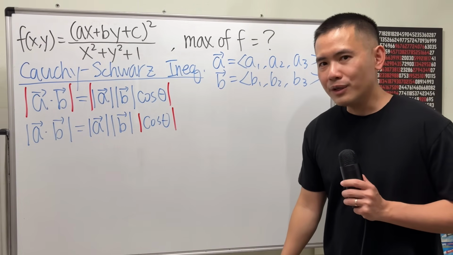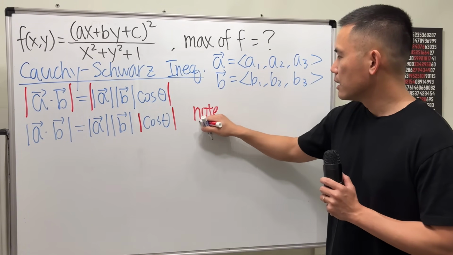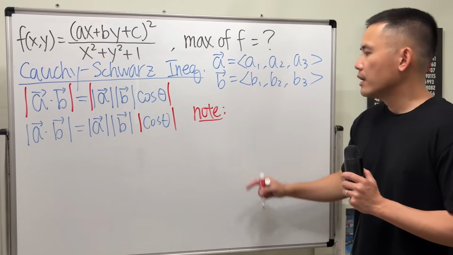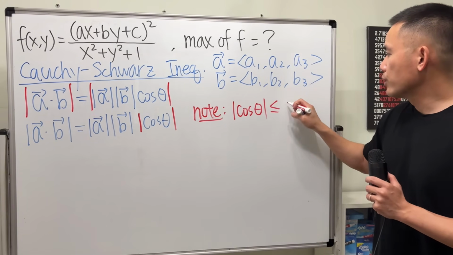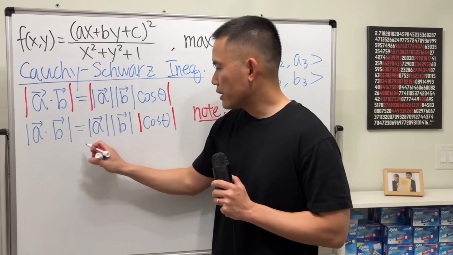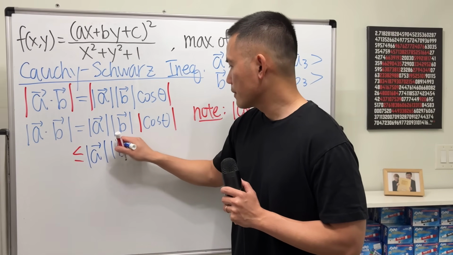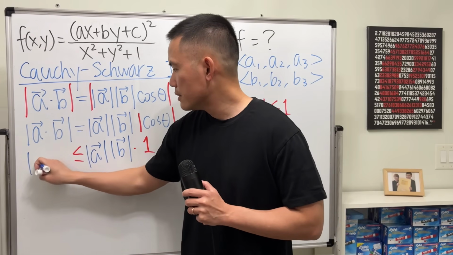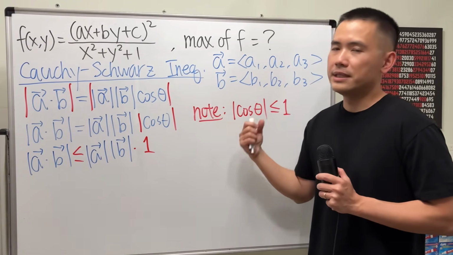Now to get an inequality, we focus on this right here. Because note that cosine theta is always between -1 and 1 when theta is a real number. If we apply an absolute value around it, we can say this is less than or equal to 1, true for all real numbers theta. So this right here is less than or equal to, this stays the same, but we replace this with 1. And of course, we can also write this down. And this right here is pretty much the Cauchy-Schwarz inequality.